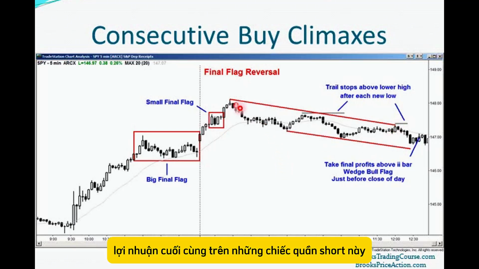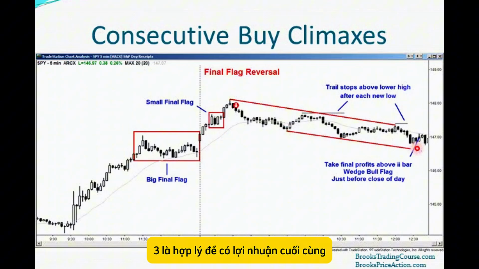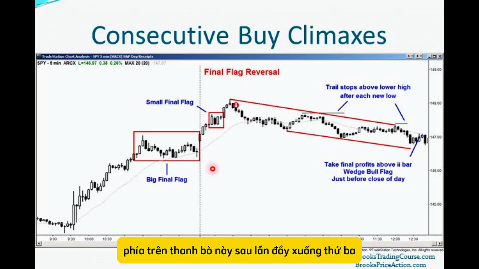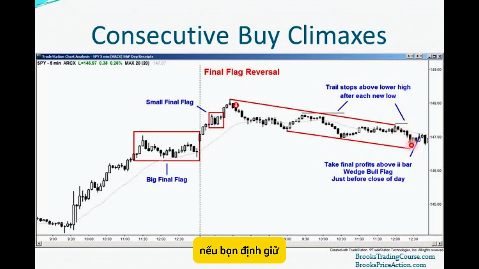Final profits on these shorts. This is late in the day, and we've had 3 pushes down, 1, 2, 3. It's reasonable to take final profits above this bull bar after the 3rd push down. You trail the stops. Every time the market makes a new low, you lower the stop to the most recent lower high. The market comes down here. If you're going to hold, you'd lower the stop from this high to just above that high.